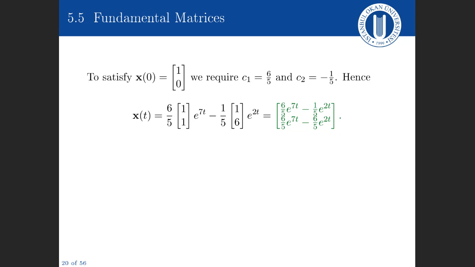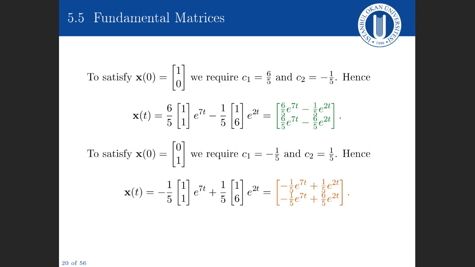And then we're going to do the same thing for the second column to make the initial condition 0, 1. In order to make the initial condition 0, 1, the constants that we want are minus a fifth and plus a fifth. Again, I leave this for you to check. Put these constants into the formula and we get this orange function. Now that we know these two functions, we can write down the special fundamental matrix. In other words, we can write down the exponential of At.